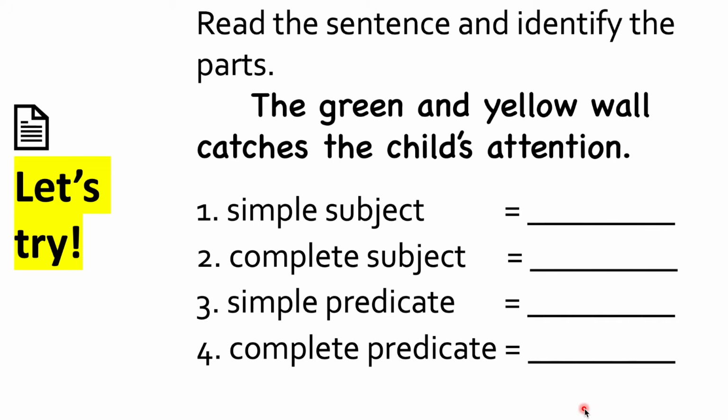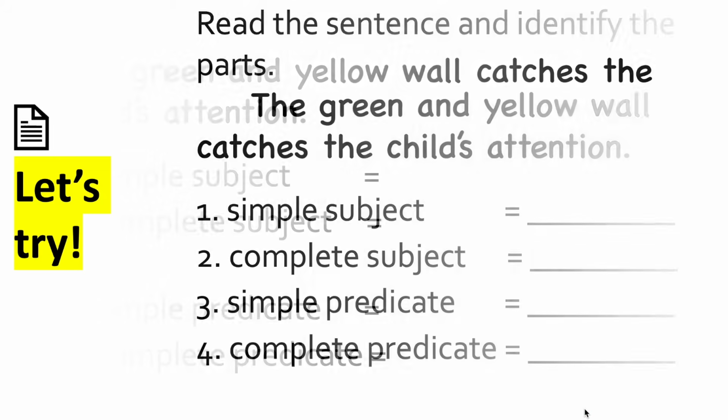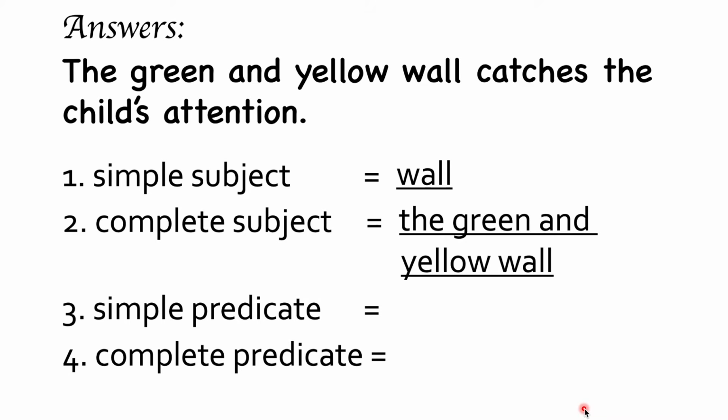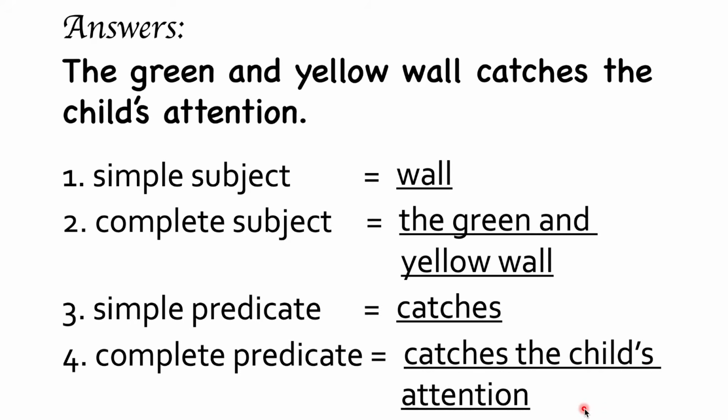Okay, done. Let's check your answers. So the given sentence is the green and yellow wall catches the child's attention. What's the simple subject here? So it's the wall. Wall. Complete subject, the green and yellow wall. Simple predicate, catches. Complete predicate, catches the child's attention.